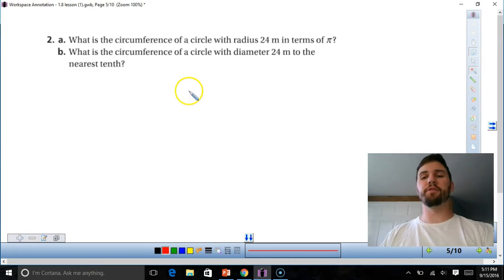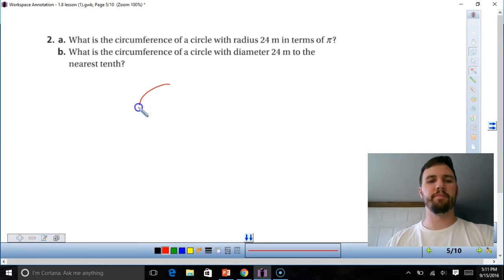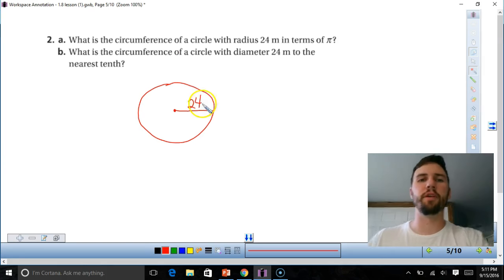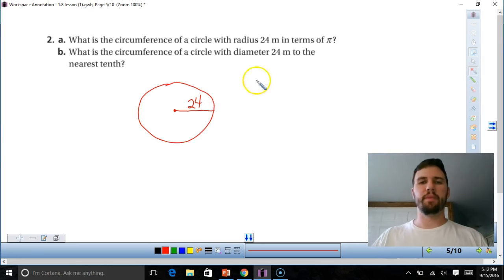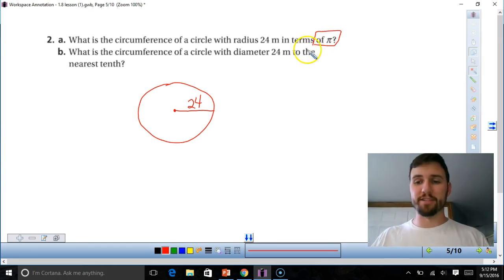Number 2. What's the circumference of a circle with radius 24 meters in terms of pi? We have a circle with a radius of 24. Remember, radius only goes halfway through the circle. It does not go all the way through to the other side. That would be called a diameter. Whenever it says leave pi in your answer, leave pi in your answer. Don't eat it.